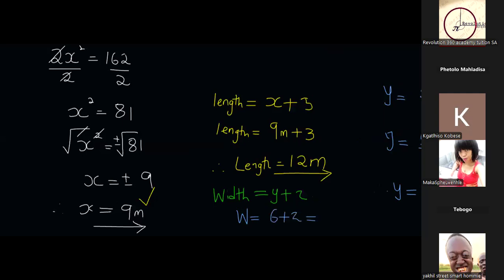So this is how you find these questions. The dimensions of the larger rectangle are: the length is going to be 12 meters, the one that we got here, as well as the width or breadth is going to be 8 meters. So that is the tricky part about this question, but I've just showed you the insights on how to solve this, for you not to struggle.